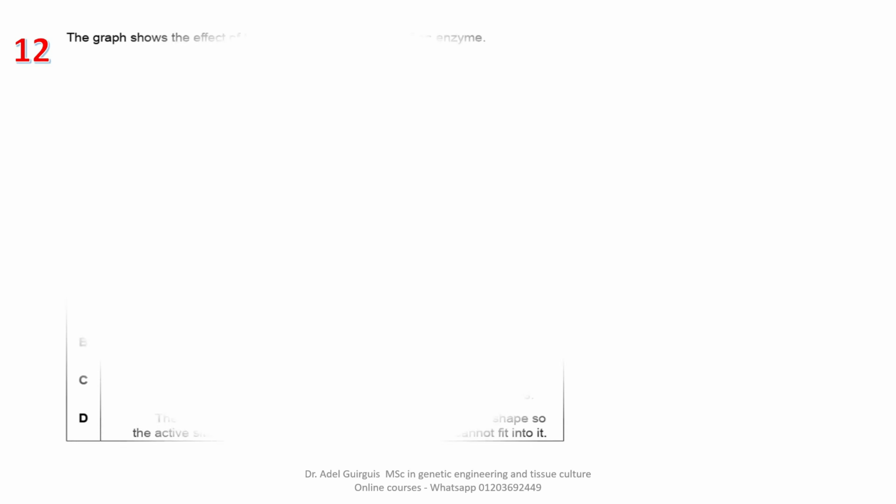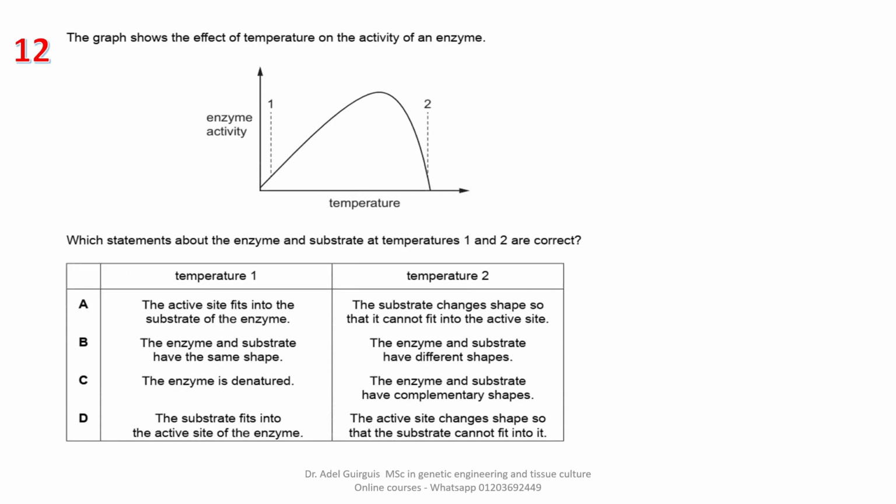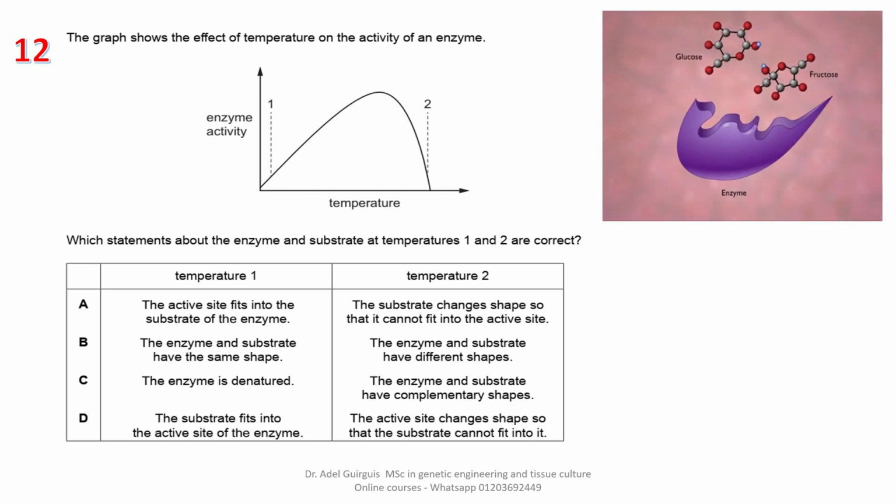Number 12. The graph shows the effect of temperature on the activity of an enzyme. Which statements about the enzyme and the substrate at temperatures 1 and 2 are correct? Let's revise how the enzyme works and its mode of action. Look at an enzyme like sucrase and its substrate sucrose in the presence of water.